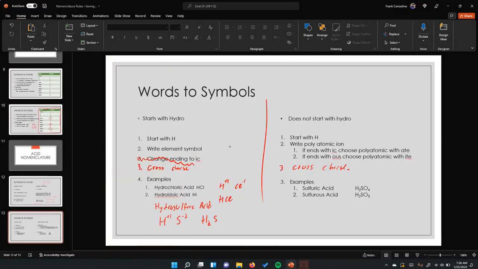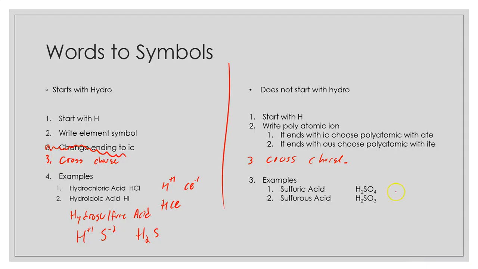Oh boy. We'll go back up. Oh, so we start with H, which has that +1 charge, as we do have to cross the charges. Sulfuric, either referring to sulfate or sulfite. It ends in ic, so it's sulfate, so it's SO4 with the -2. Cross those charges, we get H2SO4.